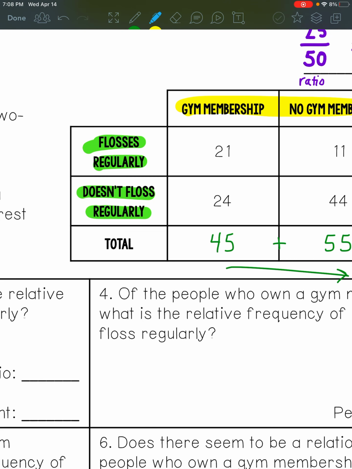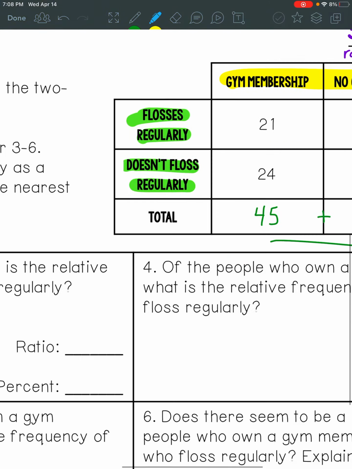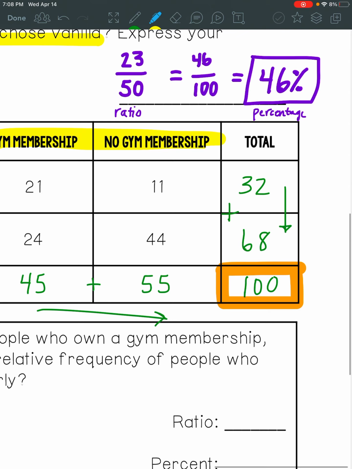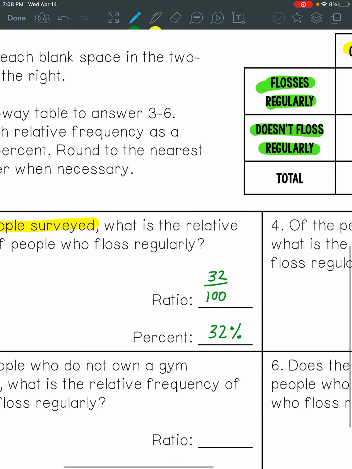So people who floss regularly, well, we have 21, and we also have 11. So we're looking at the total of people who floss regularly, which was at the end here, 32. So our ratio would be 32, and then that is out of the total number of people surveyed, 100. So we change that to a percent. Whenever 100 is on the bottom, the top number is our percentage, so 32%.